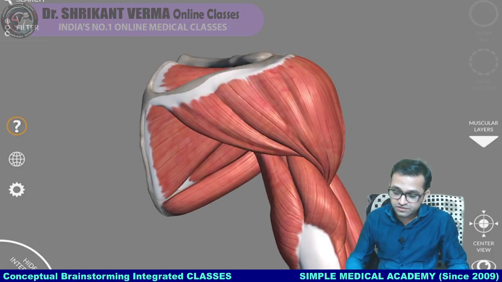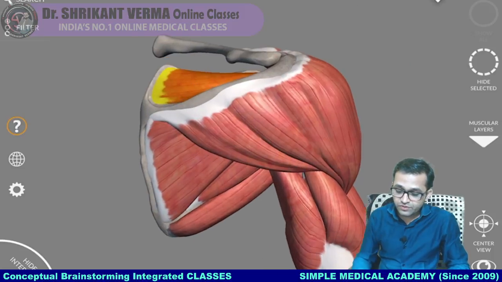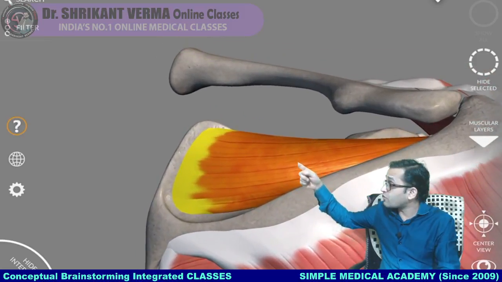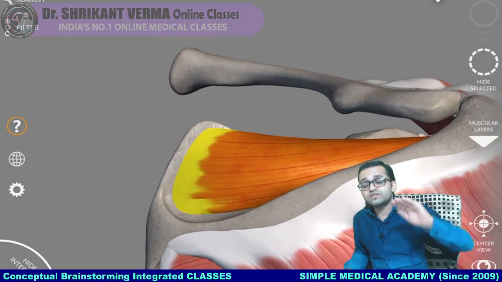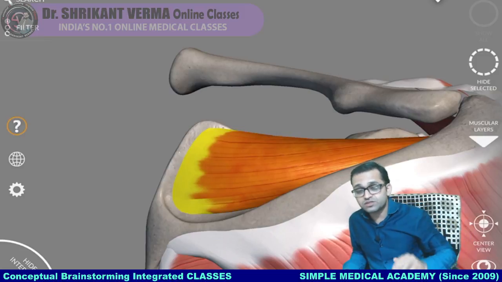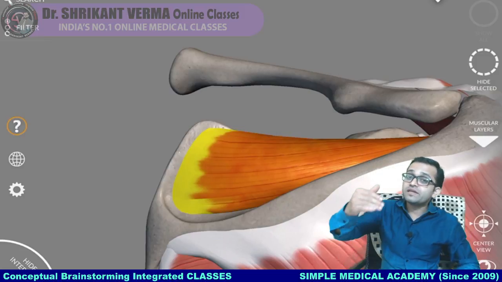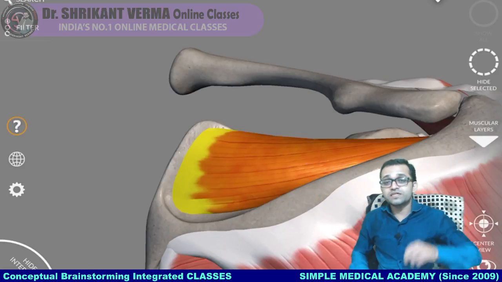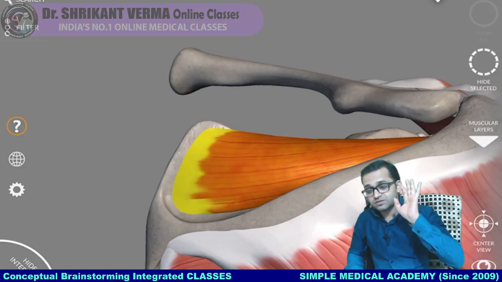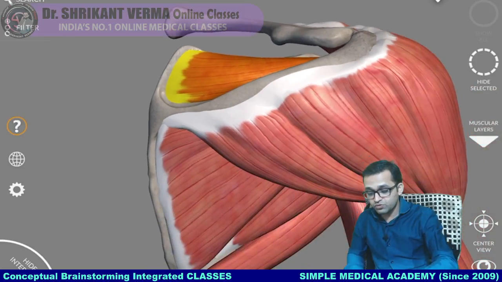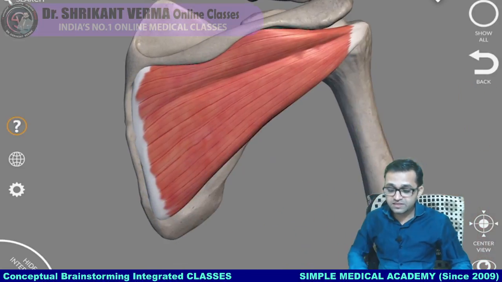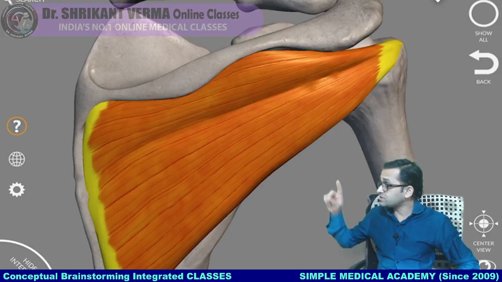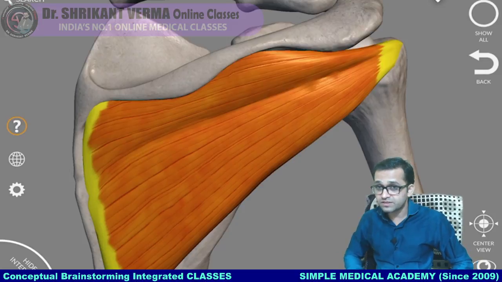So try to understand. Here you can observe the spine of the scapula. Just above the spine of the scapula, the muscle is known as supraspinatus. Supra means above, spinatus means spine. So above the spine, the muscle located is the supraspinatus muscle. And below the spine of the scapula, there is our infraspinatus muscle. Getting the point? So this is our infraspinatus muscle.